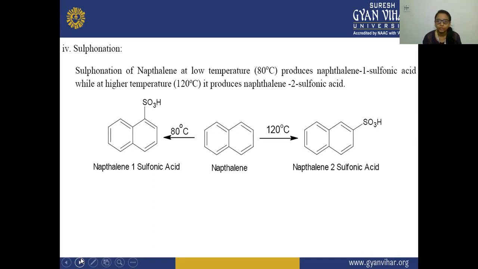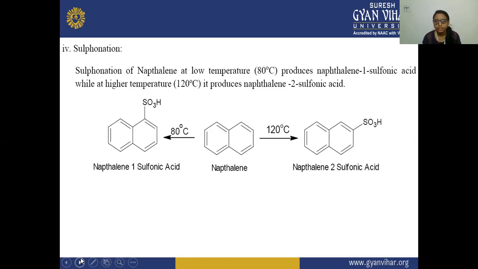So here, naphthalene at low temperature, meaning at 80 degrees centigrade, which is low, produces naphthalene 1 sulfonic acid. You can see here the sulfonic acid is present on the first carbon atom of this ring. So that is why it is shown as naphthalene 1 sulfonic acid.